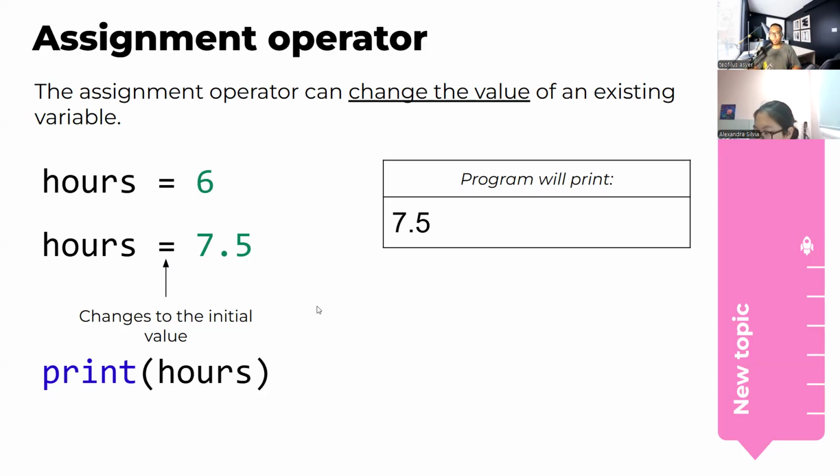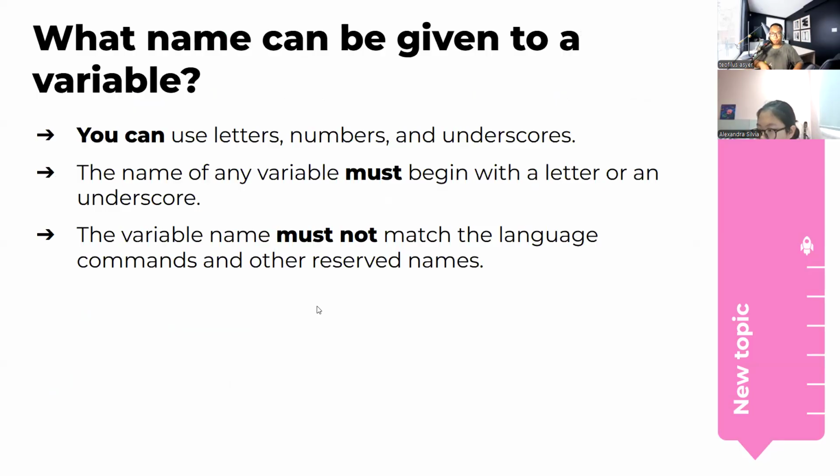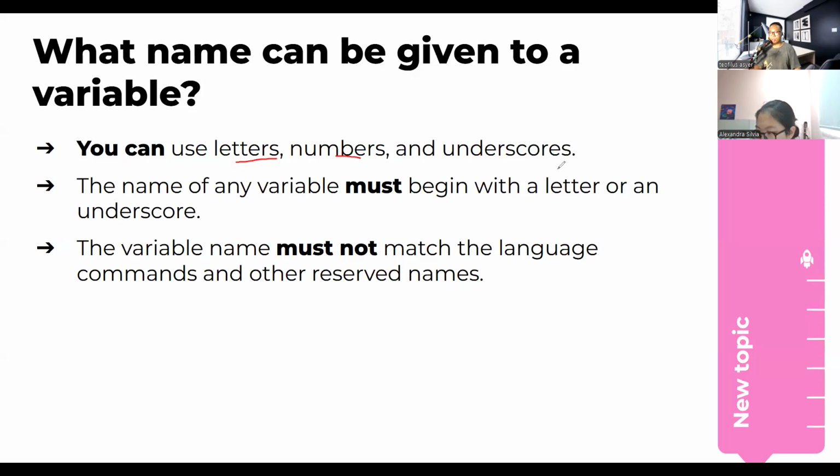Okay, let's continue. In here, we have several rules about how to name a variable. The first one is that with variable names, you can use letters, numbers, and underscore. You can use all of these, but you cannot use space.